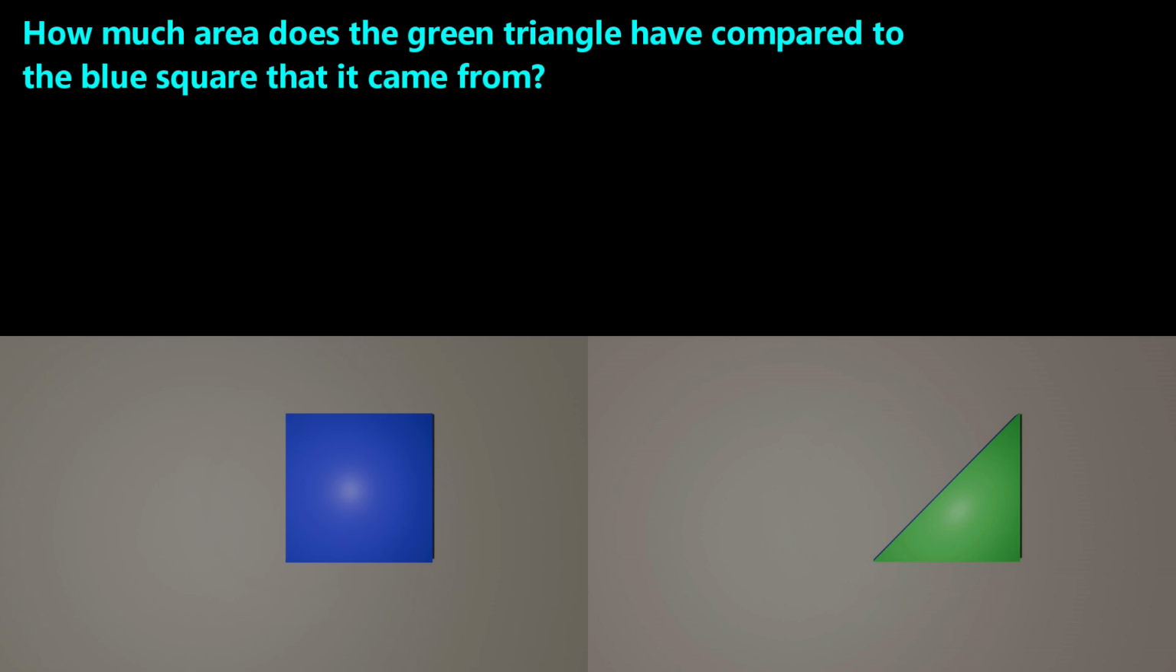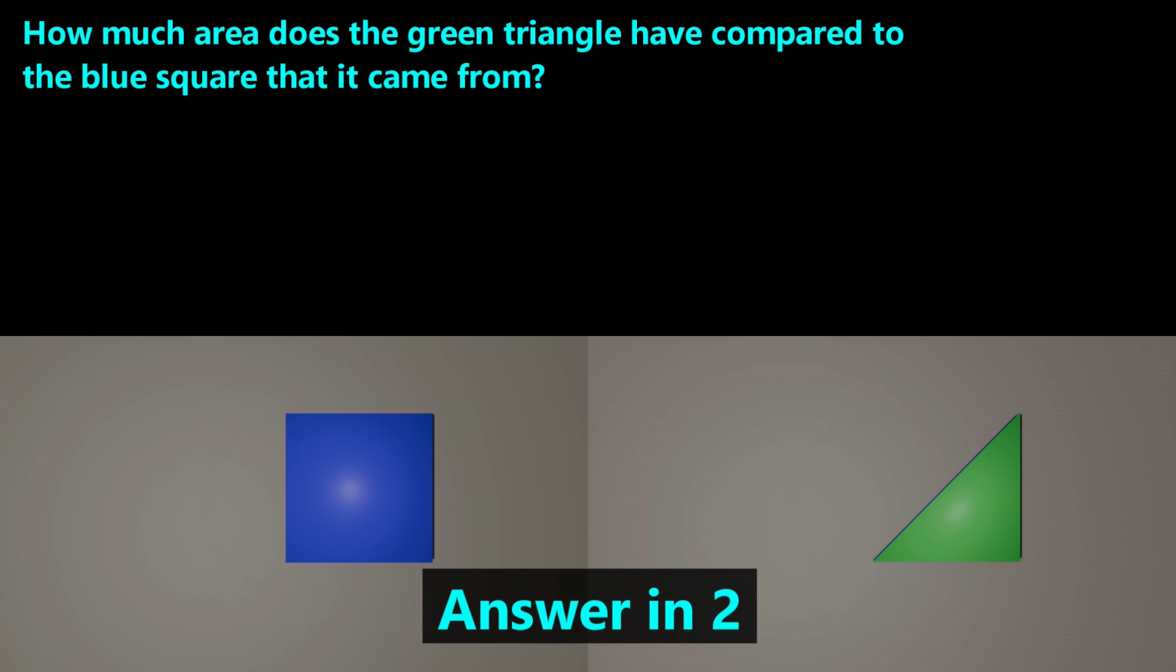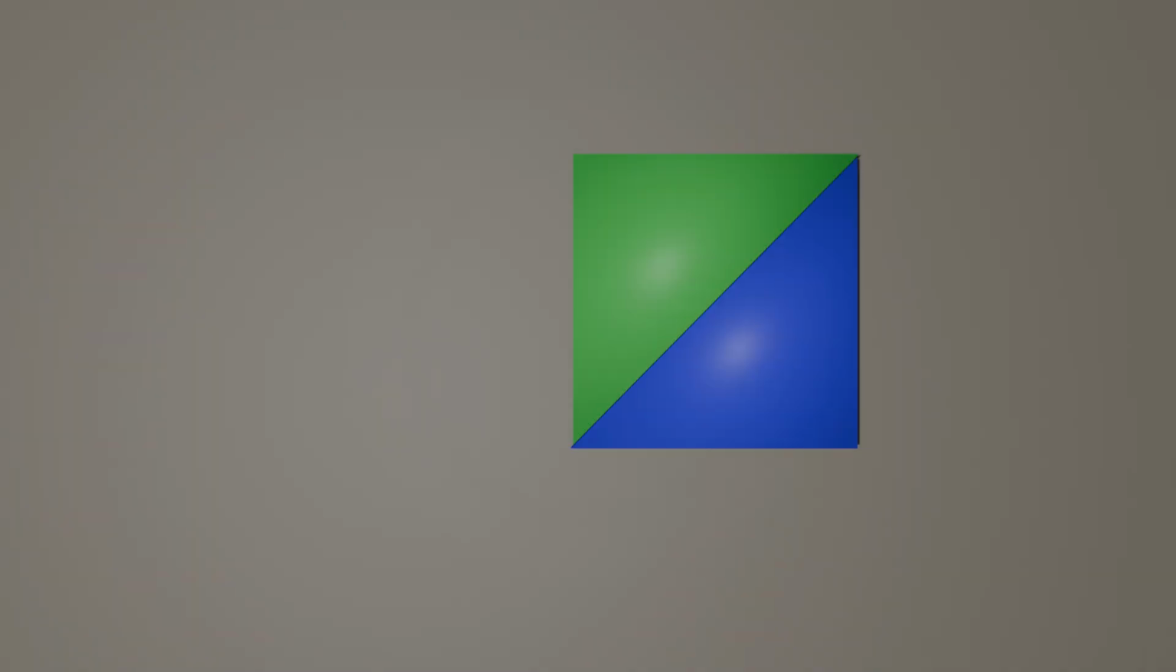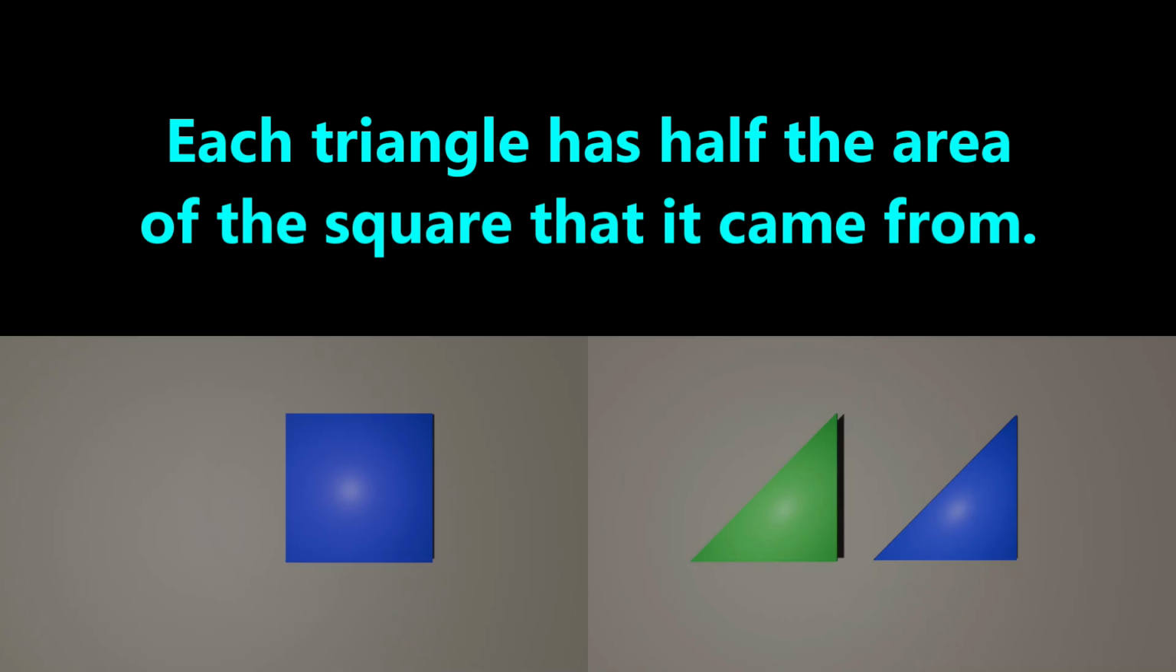Here's a quick quiz. How much area does the green triangle have compared to the blue square that it came from? The green triangle has half as much area as the blue square. That's because to make the green triangle, we cut the blue square in half. When we cut it in half, we got two equal-sized triangles. Each triangle has half the area of the square that it came from.